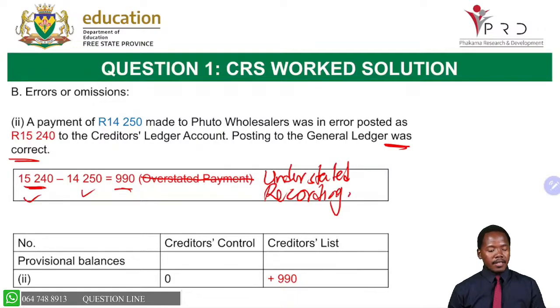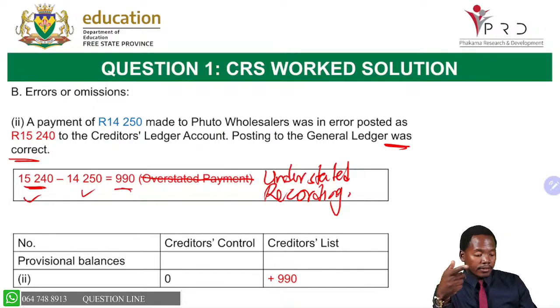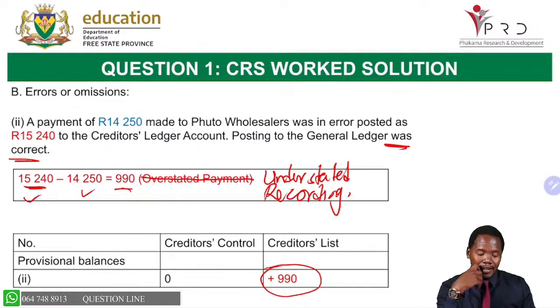So it was a payment. Remember, it was 15,000, or we can call it an overstated payment, or a recording not done correctly. Because this was a payment, it was supposed to be subtracted, but because we are correcting this mistake, we are now going to add the 990, which is the difference, okay? Because this was a payment.